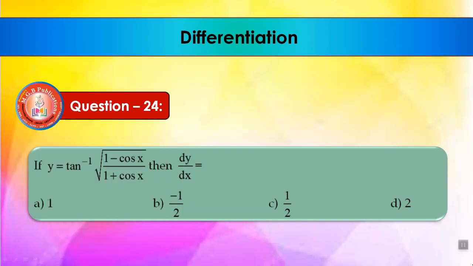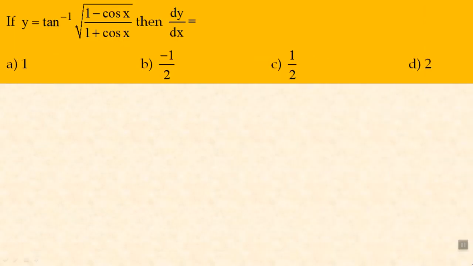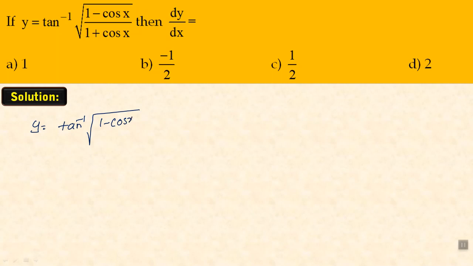Dear students, see the question number 24. Read the question and write it. The question is, if y is equals to tan inverse of square root of 1 minus cos x divided by 1 plus cos x, then dy by dx is equals to. Options are 1, minus 1 by 2, 1 by 2, 2. Let us find this. Given y is equals to tan inverse of square root of 1 minus cos x divided by 1 plus cos x.